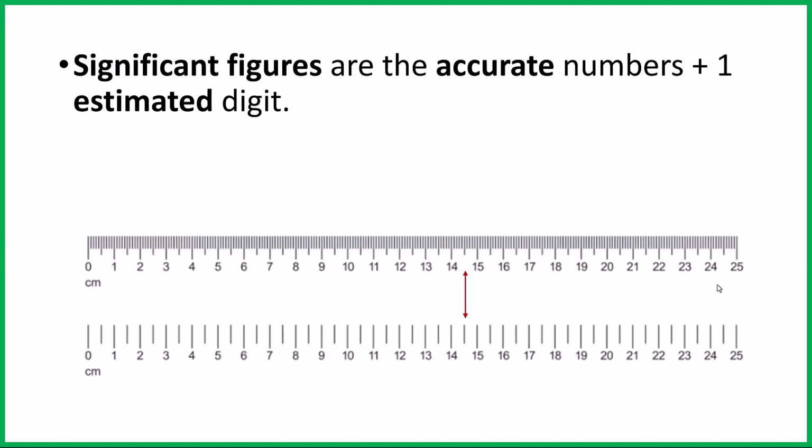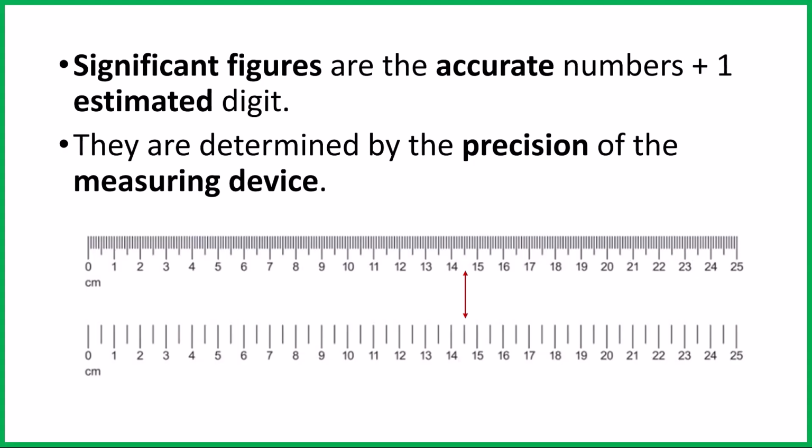Significant figures are the accurate numbers that we can identify from the increments provided on our measurement tools, plus one estimated digit. So that would be the unknown part that we discussed on the previous slide. Significant figures are determined by the precision of the measuring device. So we always try to use the most precise measurement tool that we can for the volume or length or whatever that we are measuring.